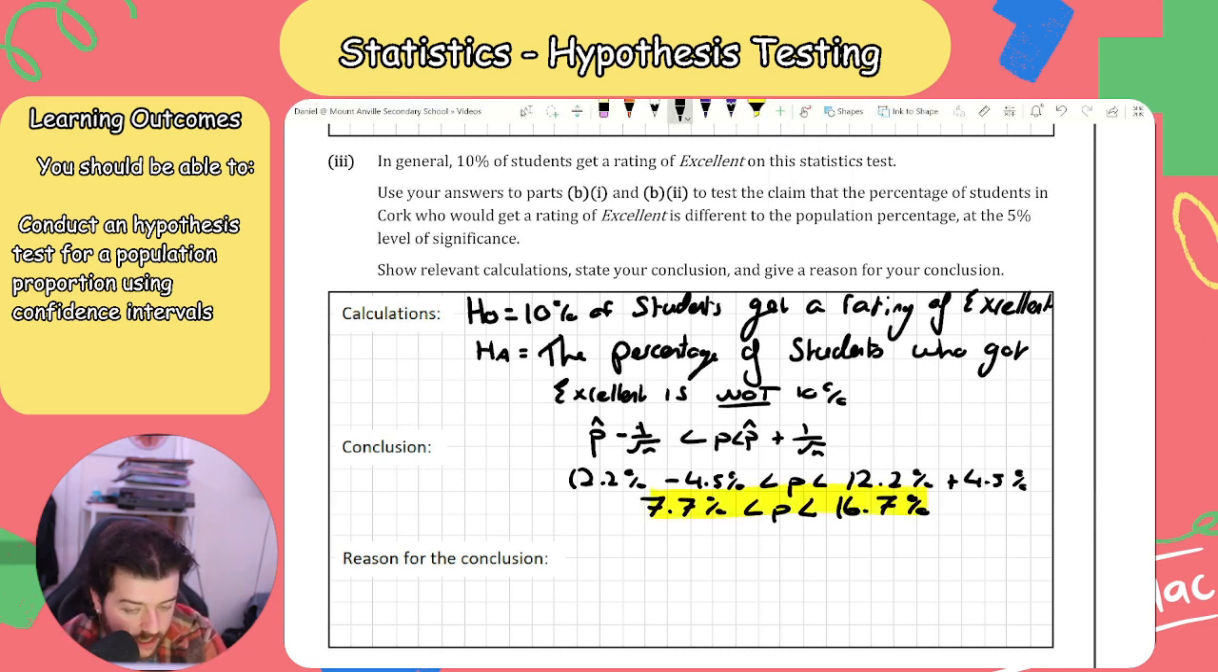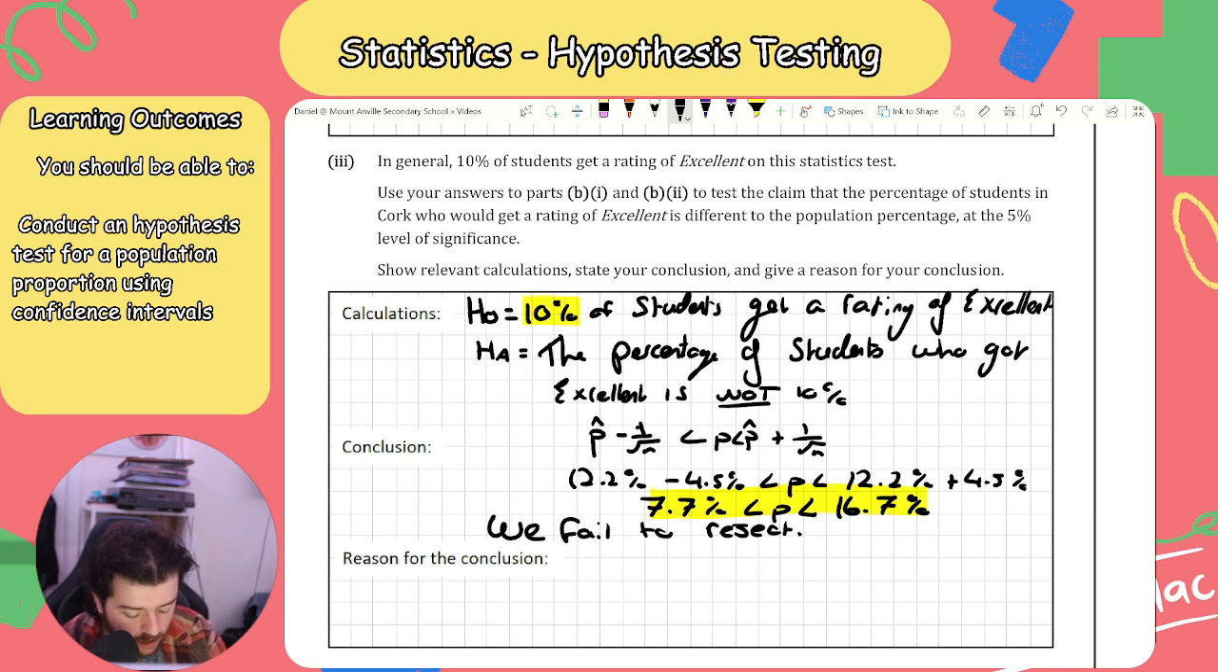So what conclusion can I draw here? I'm claiming 10% of students get a rating of excellence. Is this within my interval? Yes, it is. So we fail to reject. So I can say with 95% confidence, 10% of students do get a rating of excellence.